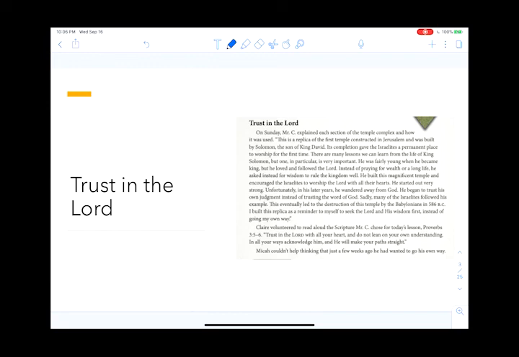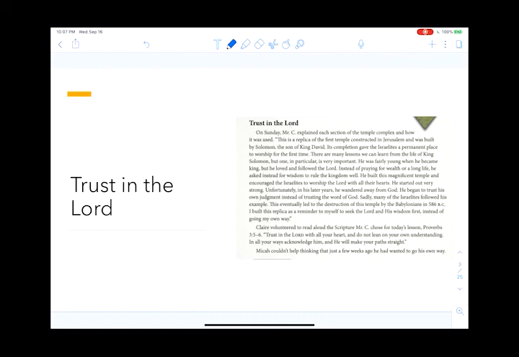Unfortunately, in his later years, he wandered away from God. He began to trust his own judgment instead of trusting the word of God. Sadly, many of the Israelites followed his example. This eventually led to the destruction of this temple by the Babylonians in 586 BC. I built this replica as a reminder to myself to seek the Lord and his wisdom first, instead of going my own way.